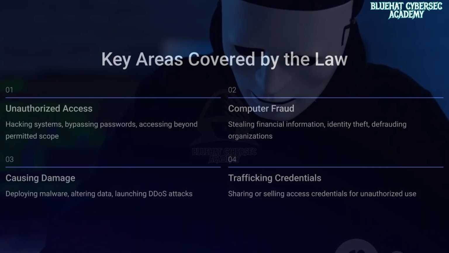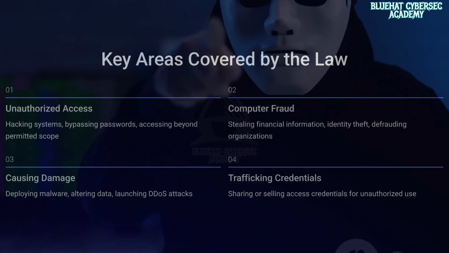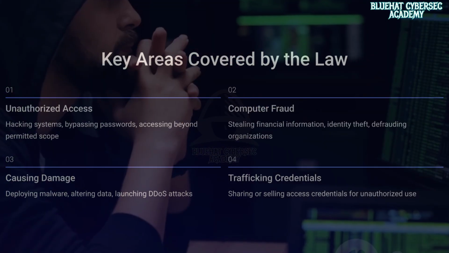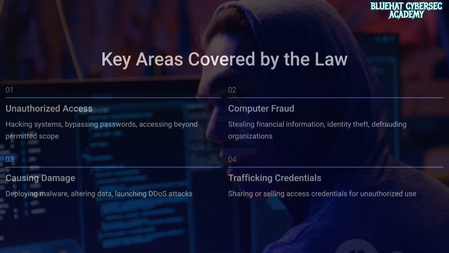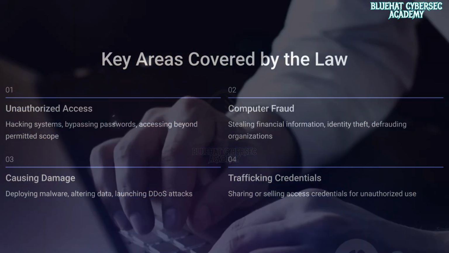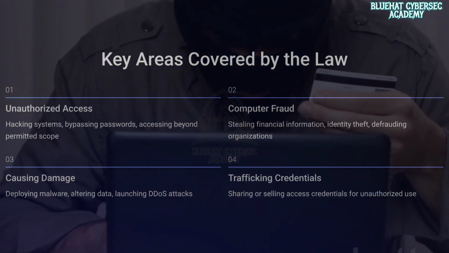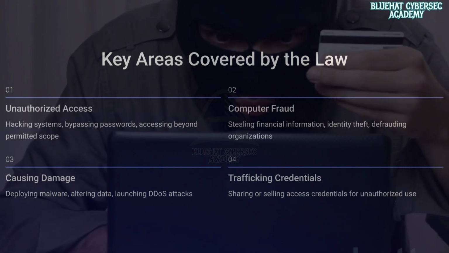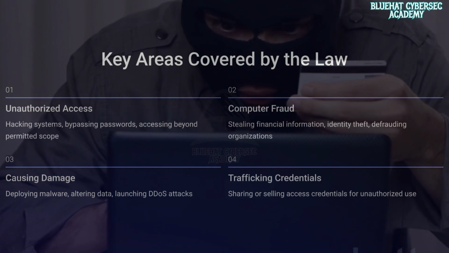First, it targets unauthorized access. Accessing a computer without permission or going beyond what you're allowed is illegal. This could be a hacker breaking into a system, an employee accessing sensitive data outside their job role, or anyone bypassing passwords or other security measures. The CFAA also addresses computer-related fraud. This includes activities like stealing financial information, committing identity theft, or defrauding individuals or organizations.